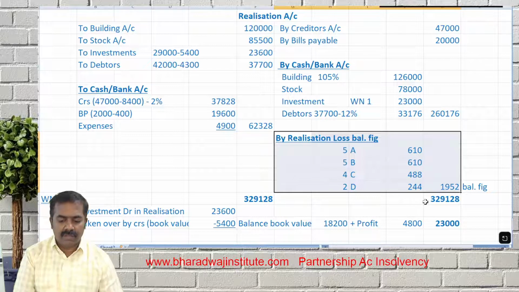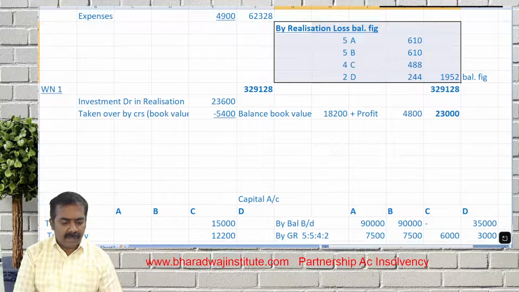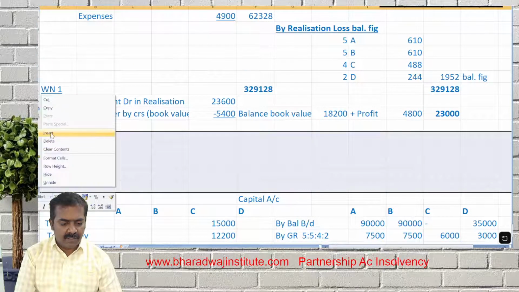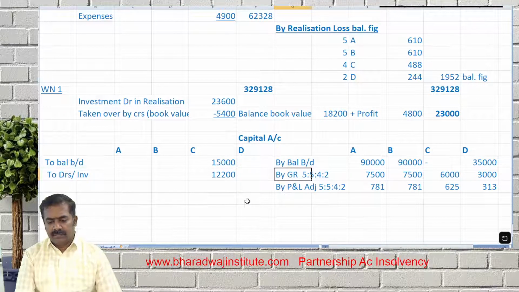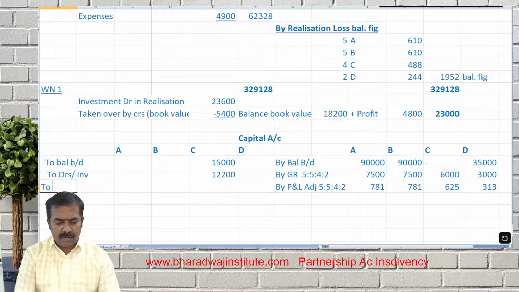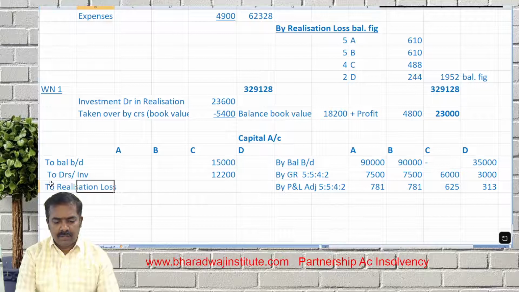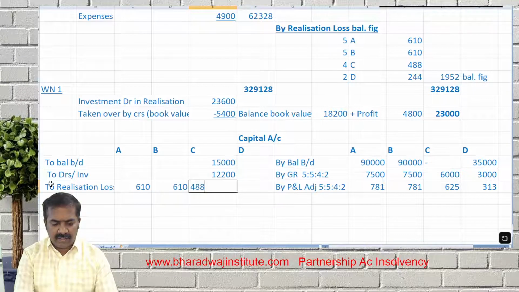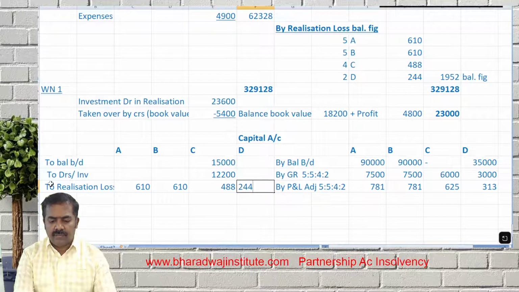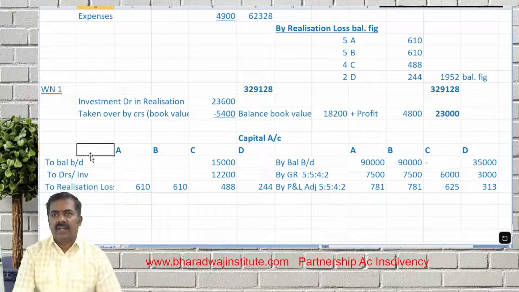5:5:4:2 ratio. Wait. When we prepare a capital account, how will this realization loss come? To realization loss, another 16, 488, 244. Any doubts so far?